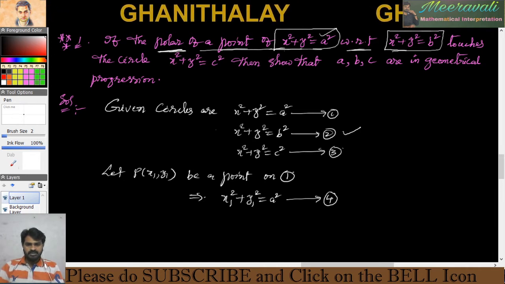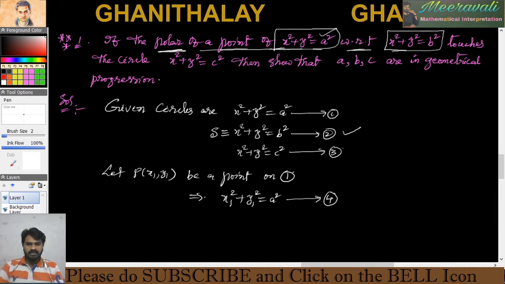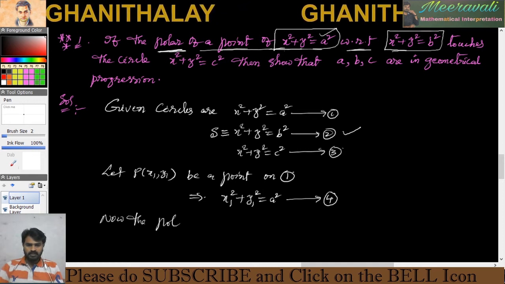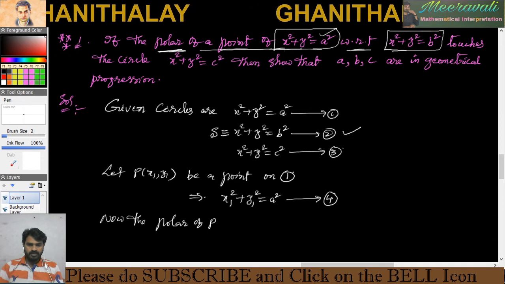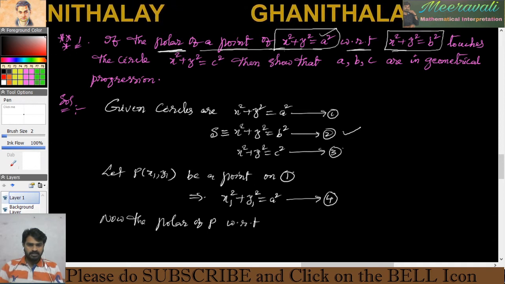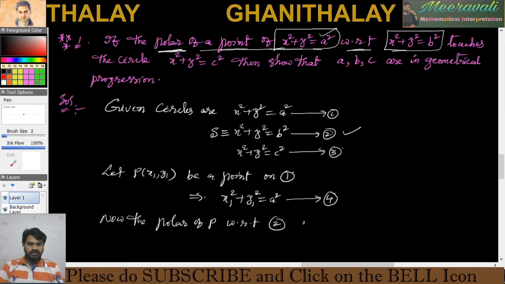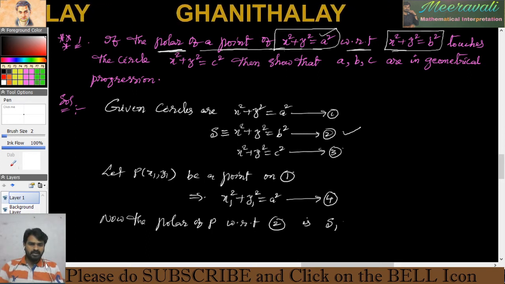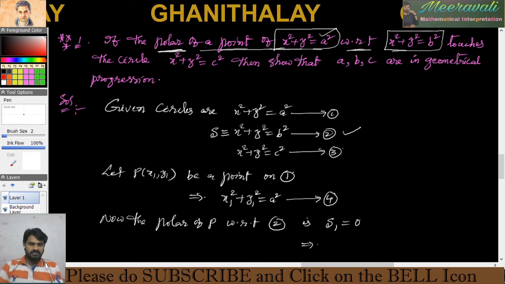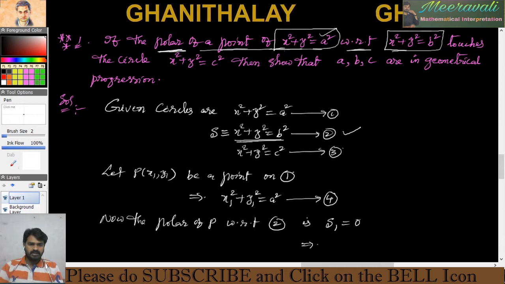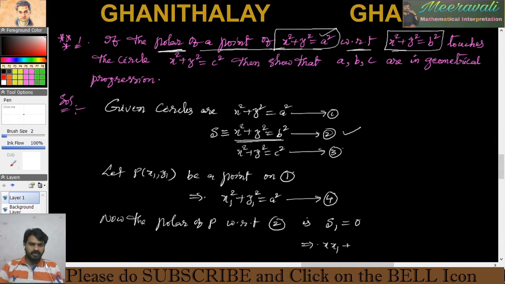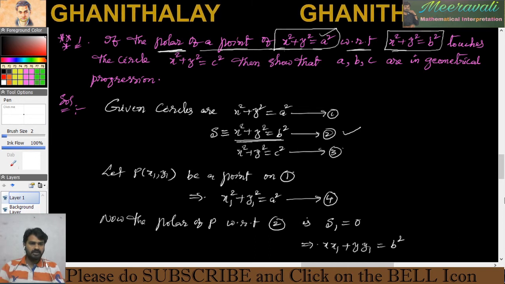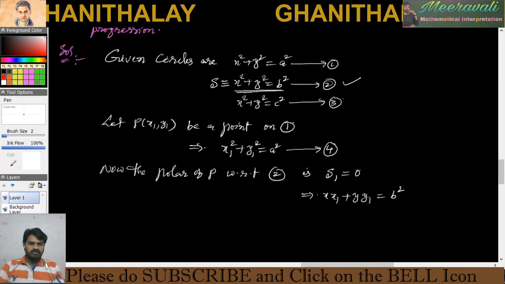So the second circle can be taken as S here. Now the polar of P with respect to circle 2 is, if you take the second circle as S, S1 is equal to 0 is the answer. So here you have to use the second circle, that is xx1 plus yy1 is equal to b square. Okay, so this is the equation number 2.